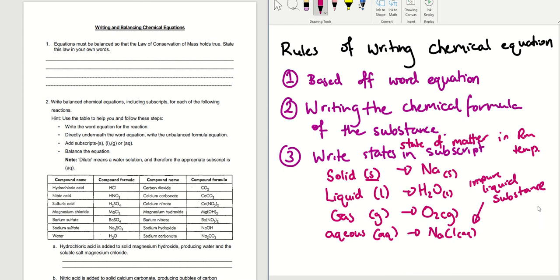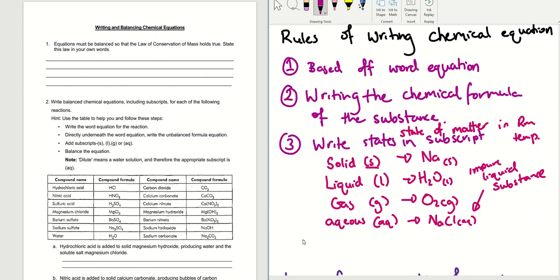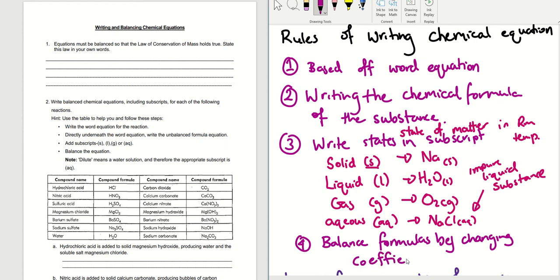And then obviously last step is to balance the chemical equation. So balance formulas by changing coefficients. Remember, the coefficients are the numbers at the front of the equation. So that's what we have there.